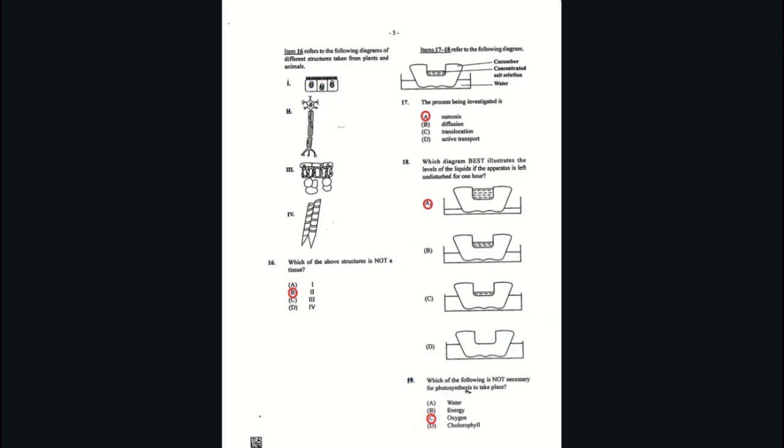Okay, so now we're at number 16, and it says, with reference to the following diagrams of different structures taken from plants and animals. Number 1 is clearly showing epithelial cells, right? And you know that cells make up tissues. So number 16 is asking which of the above structures is not a tissue? Cells make up tissues, tissues make up organs, and the organs make up systems. So what we're looking for is not a single cell, but tissue.